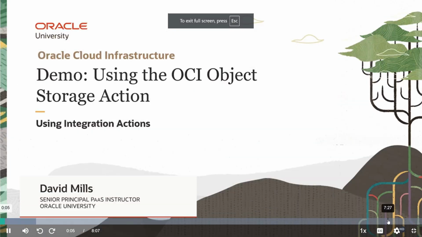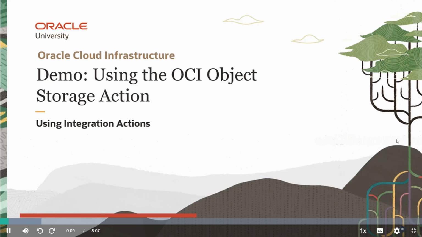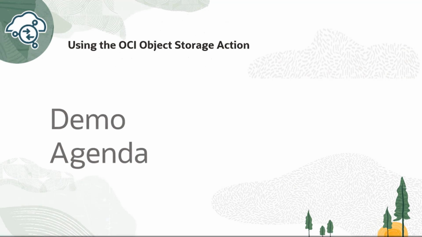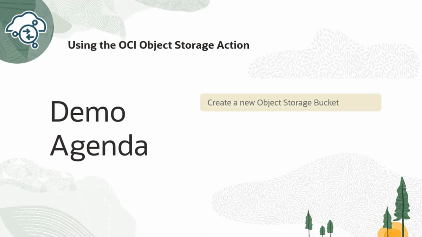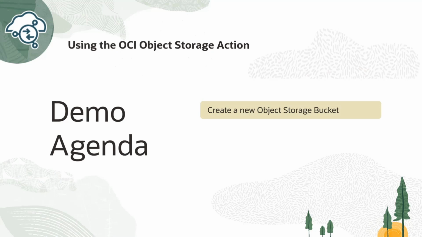Welcome. In this video, I'll demonstrate how to use one of our newer actions, the OCI Object Storage action. There are two parts to this demo. The first is to create a new sample integration that leverages the action to create a new bucket in OCI Object Storage. And the second scenario will be to create an integration that uses the action to upload a file to be added as an object to that bucket.